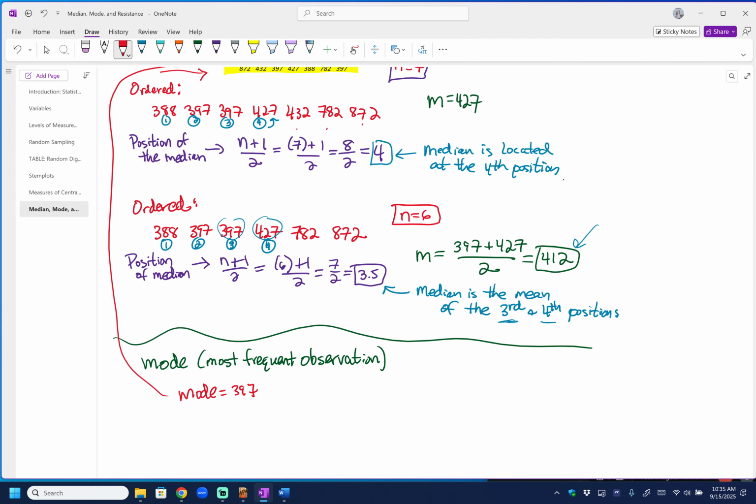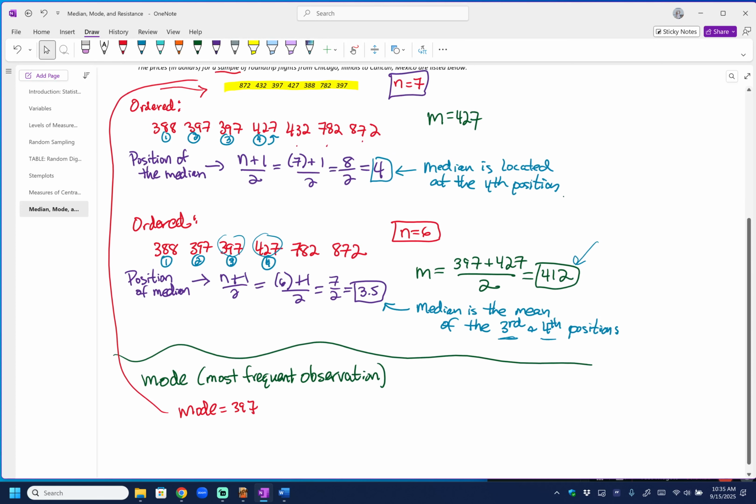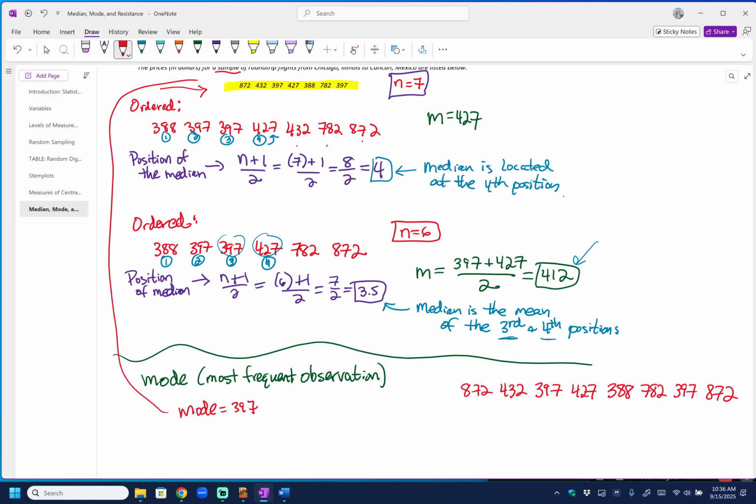There could be multiples. For example, let's say in the data set up there, we had 872, 432, 397, 427, 388, 782, 397, and then let's say 872. So that means not only do we have 397 repeated, but we also now have 872 repeated. In this scenario, there would be two modes, 397 and 872. You would list them out with a comma.